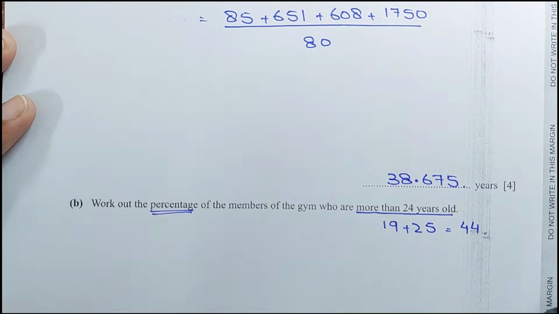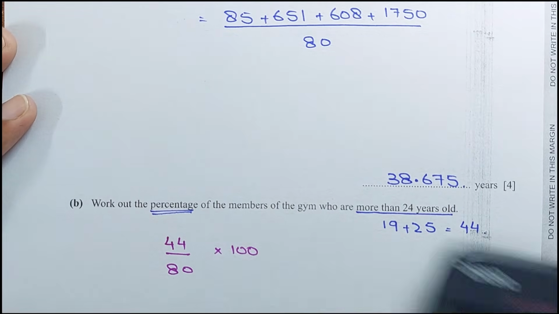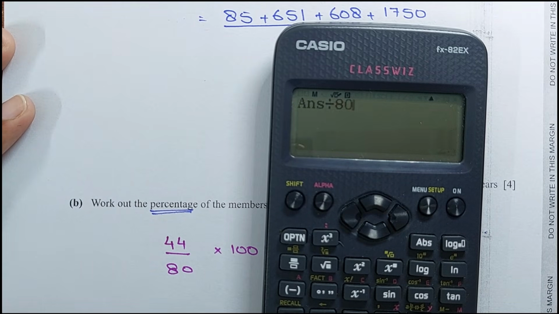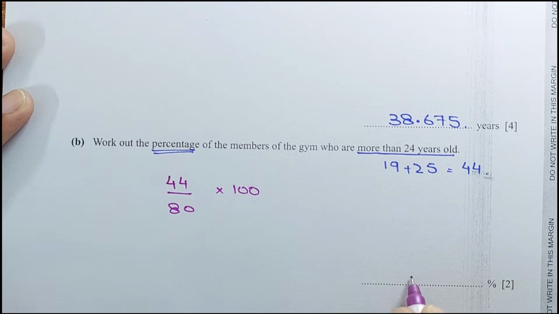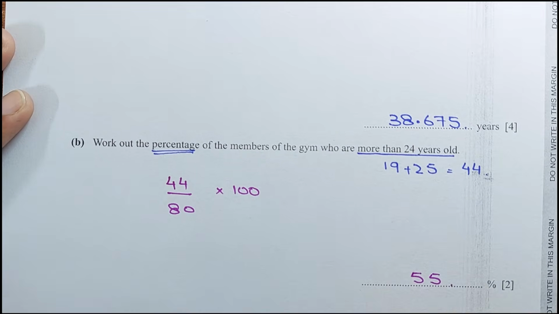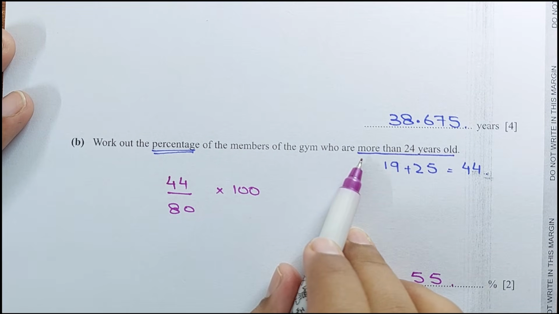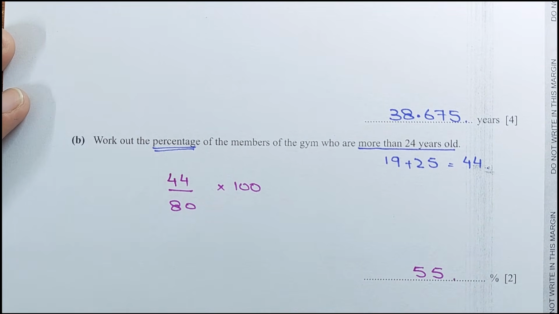Okay, now to get the percentage, we can say 44 people out of 80 people multiplied by 100. Yeah, 80 members. 44 over 80 multiplied by 100. This is 55. So there are 55% of the members of the gym who are more than 24 years old.